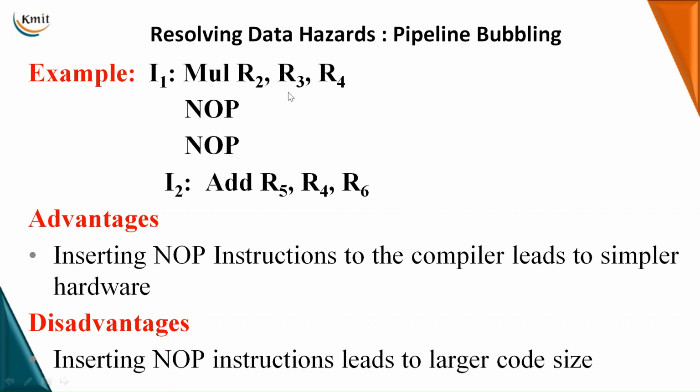This is called the pipeline bubbling or pipeline stalling technique, which is a software approach of dealing with data hazard situations. Coming to the advantages and disadvantages, the advantage is that when you are inserting the NOP instructions, which is a software approach done by the compiler, it leads to simpler hardware because you are not making any complications or implementations in your hardware. It is purely a software approach. So that is an added advantage. There will not be any complexity in your hardware involved. And the disadvantage is that it leads to a larger code size.